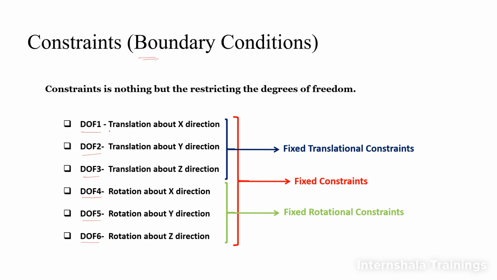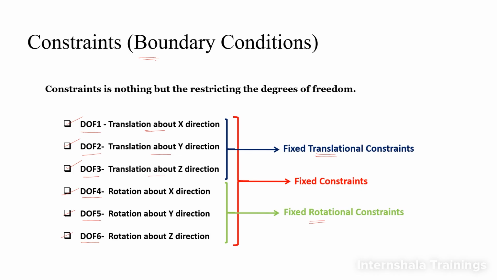Let us say you have fixed degree of freedom 1, 2, and 3, which is nothing but translation about X, translation about Y, and translation about Z. This is called a fixed translation constraint. Then if you leave degrees of freedom 1, 2, and 3 free, but fix 4, 5, 6, then it is called a fixed rotational constraint or fixed rotational boundary condition.